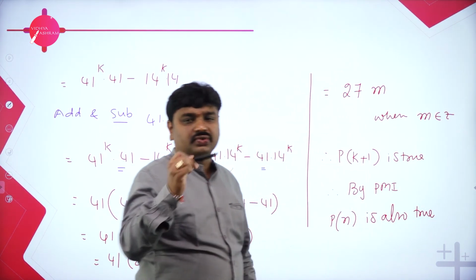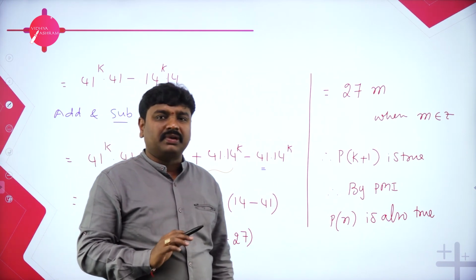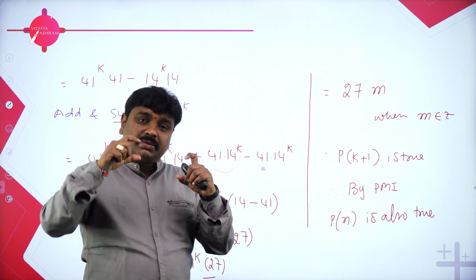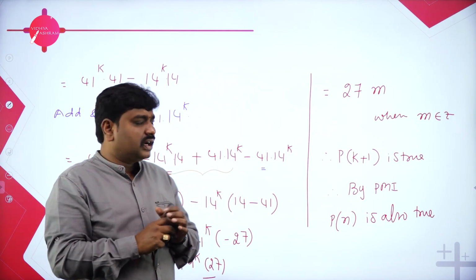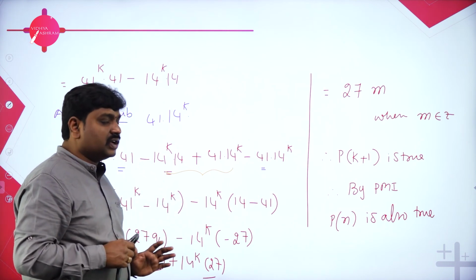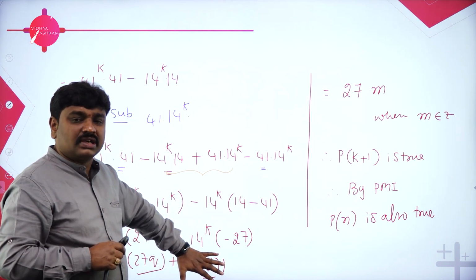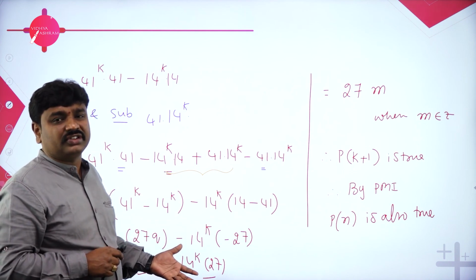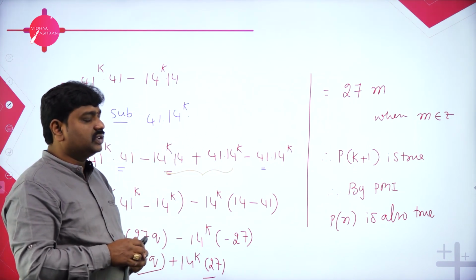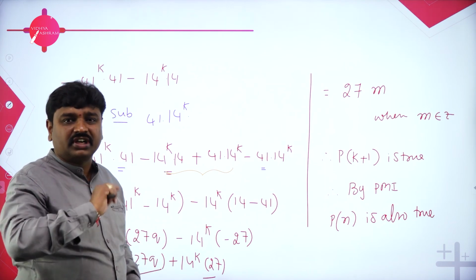Hope all of you understood this. This is a method we have to apply. Adding and subtracting the highest number and least number power, and take common and rearrange. If you get each term as a multiple of 27, then the sum of two multiples of 27 is also a multiple of 27. Therefore P of k plus 1 will become true. So by mathematical induction, if P of k plus 1 is true, then the statement is true.